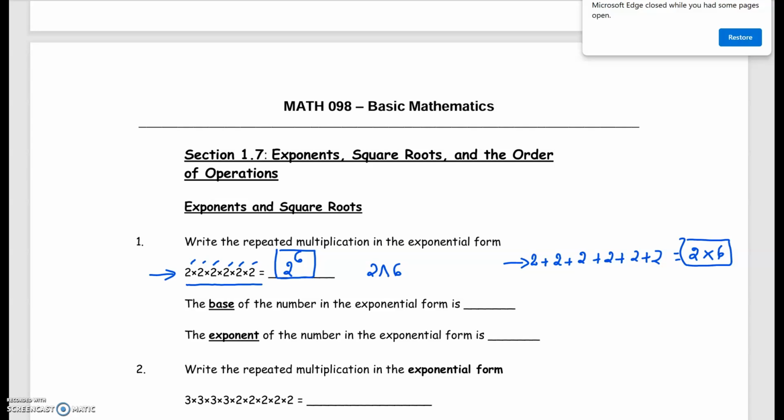2 is called the base. The number that's repeatedly multiplied is the base. So in this case, if you have 2 to the 6, 2 is called the base, and the exponent or the power is 6. So this is called the power or the exponent, and 2 is called the base. So this is repeated multiplication of 2.